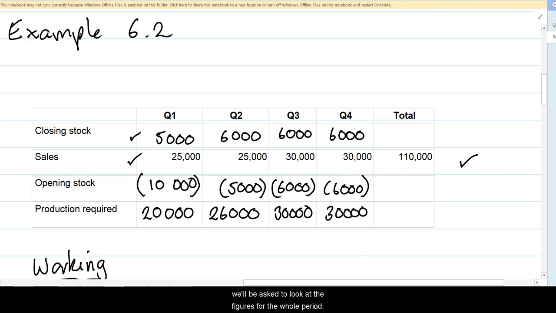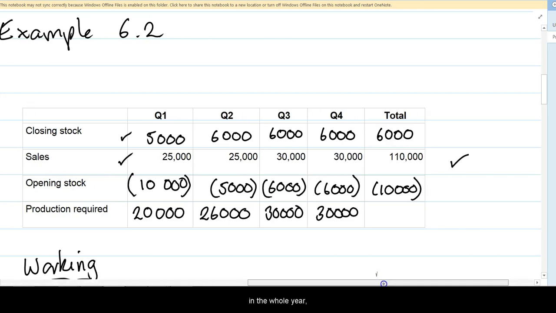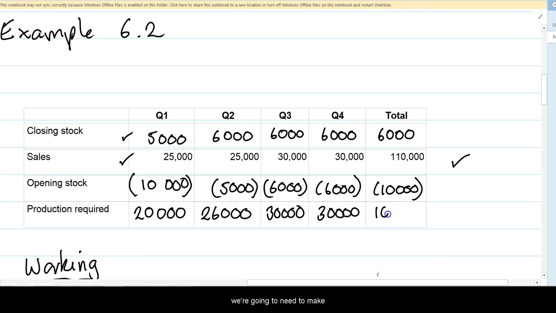Now sometimes you'll be asked to look at the figures for the whole period. The key thing to remember is that your opening stock is the opening stock at the beginning of the period, 10,000 units, and your closing stock is your closing stock at the end of the period, at the end of quarter 4, which is 6,000 units. So overall, in the whole year, we are going to need to make 106,000 units.